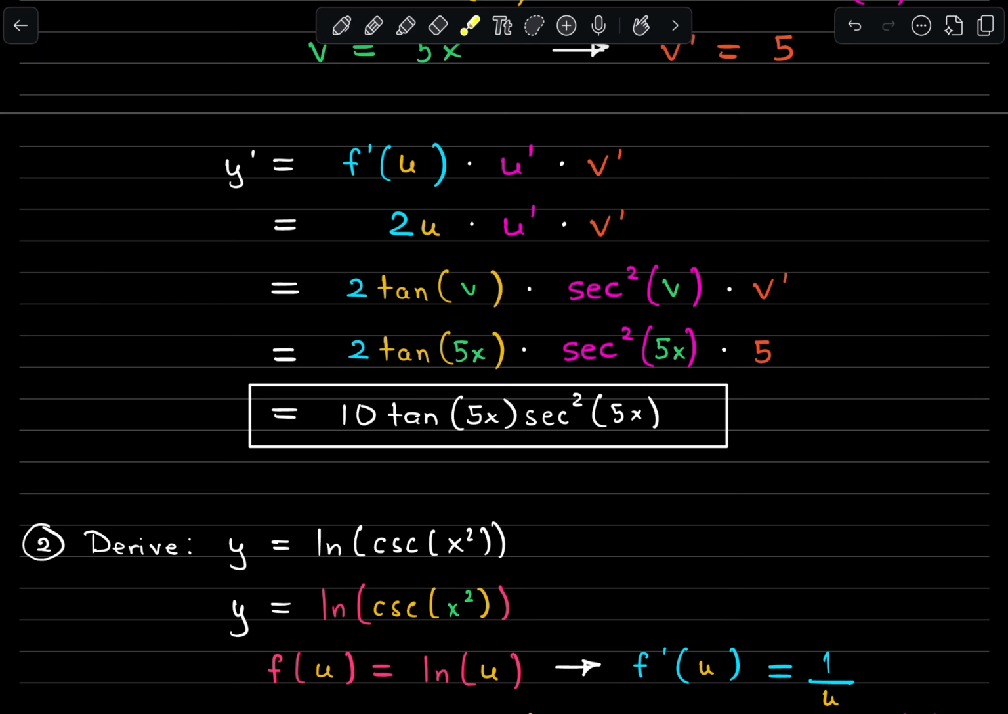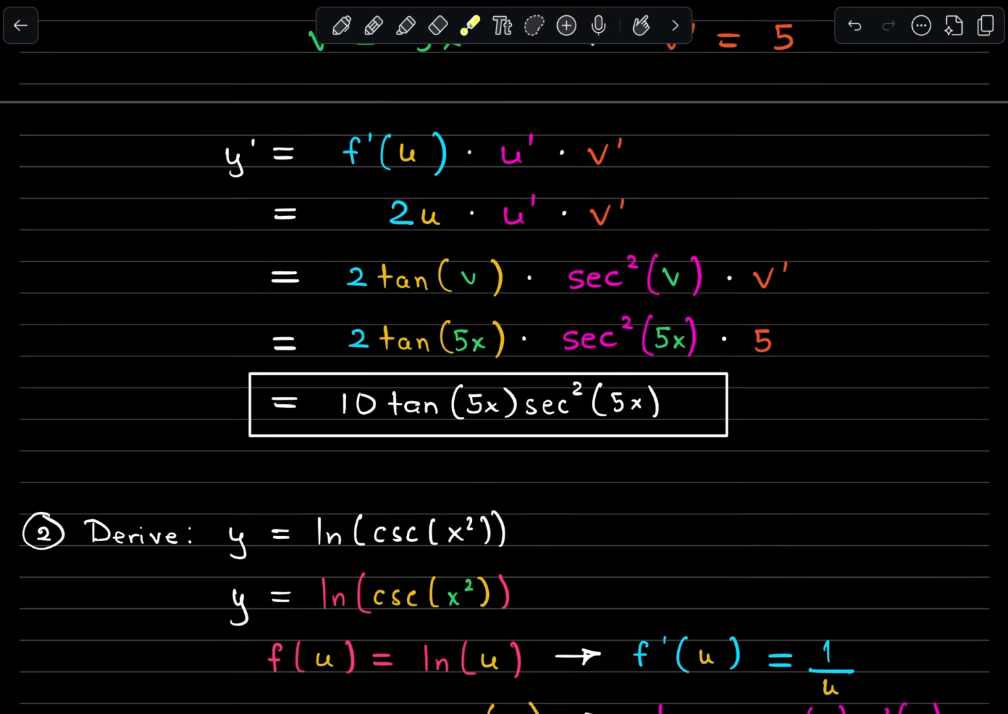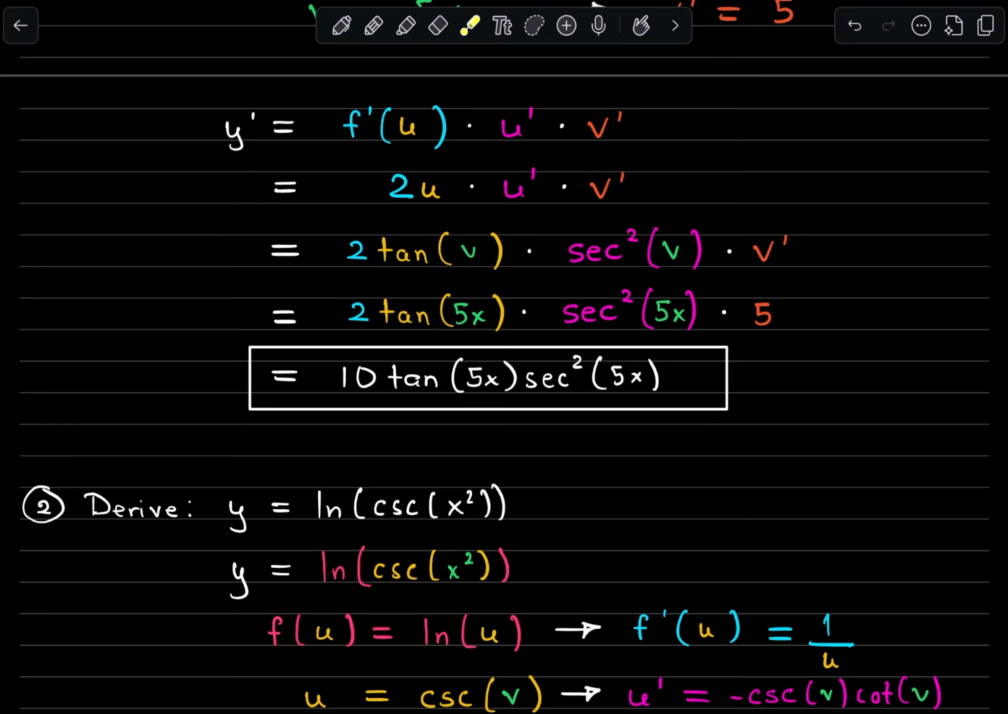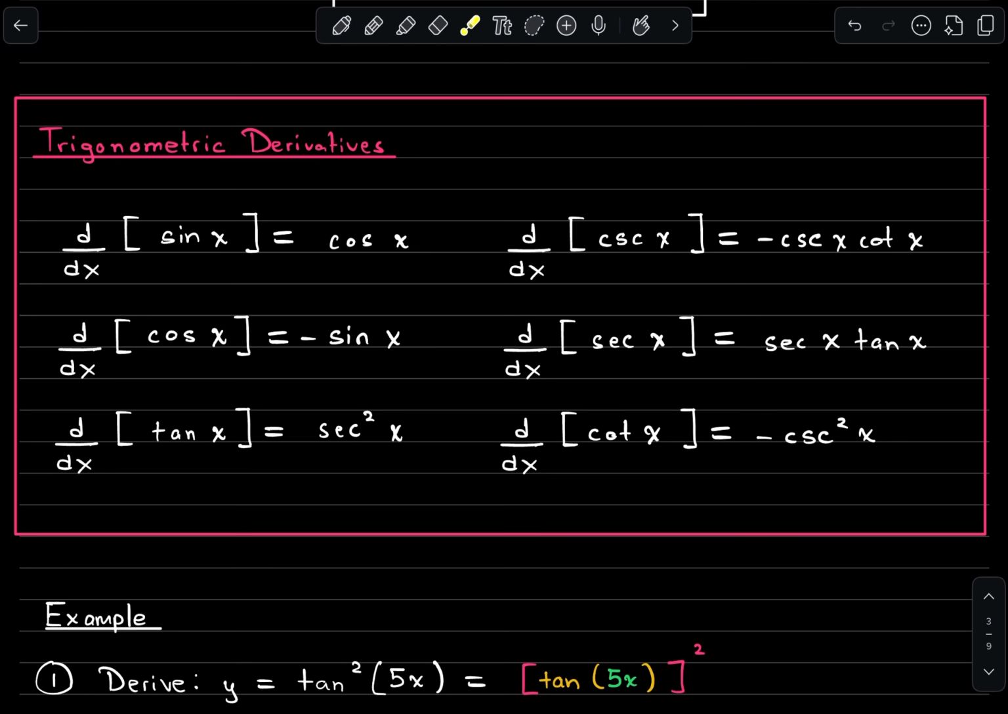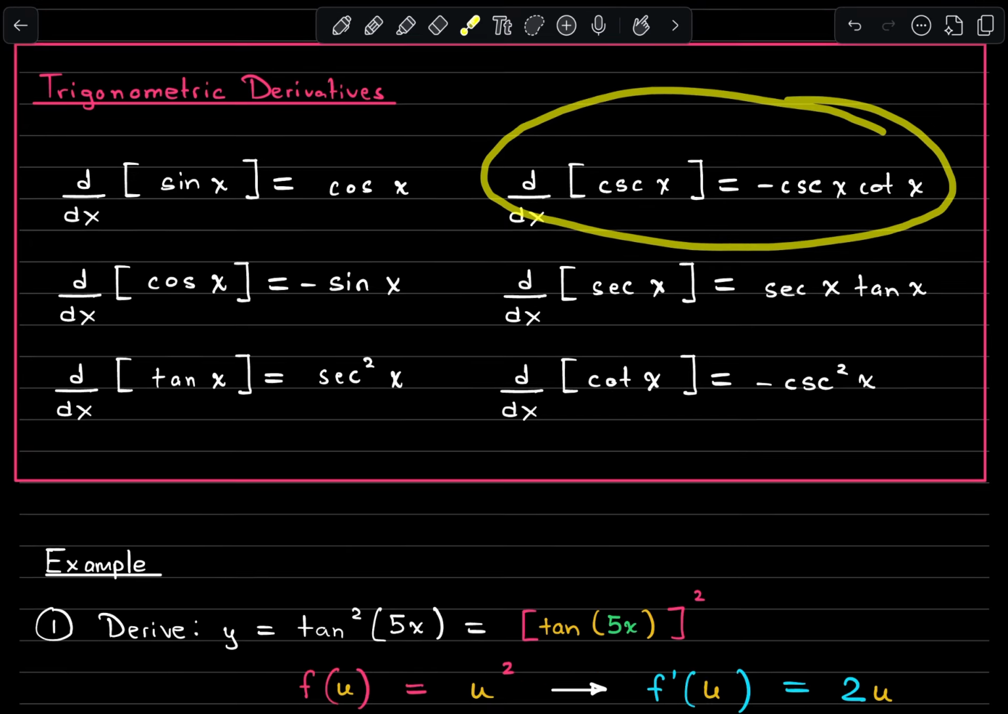We start with that natural log. Natural log of u is going to become 1 over u when we derive it. U is equal to cosecant of v. U prime will be negative cosecant v cotangent v. Okay, so that's just coming from up here, what we showed before.